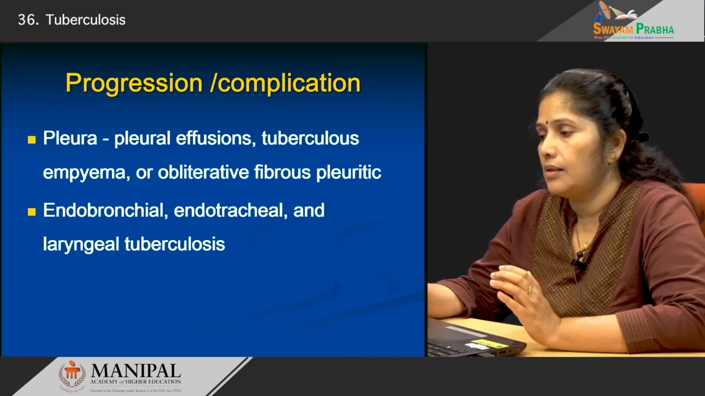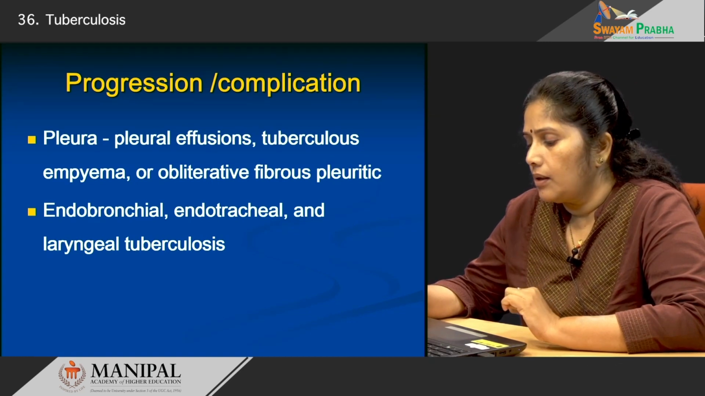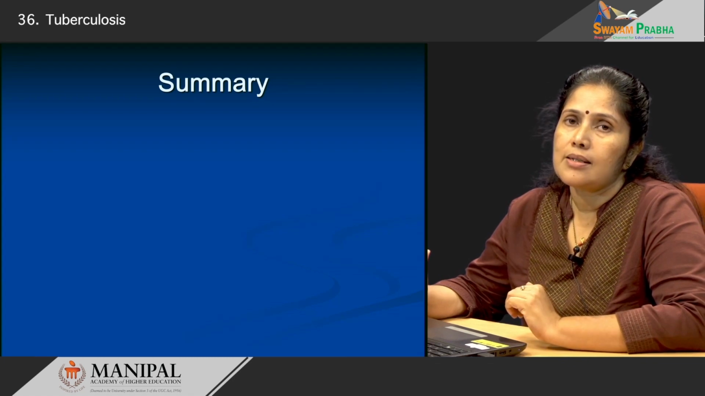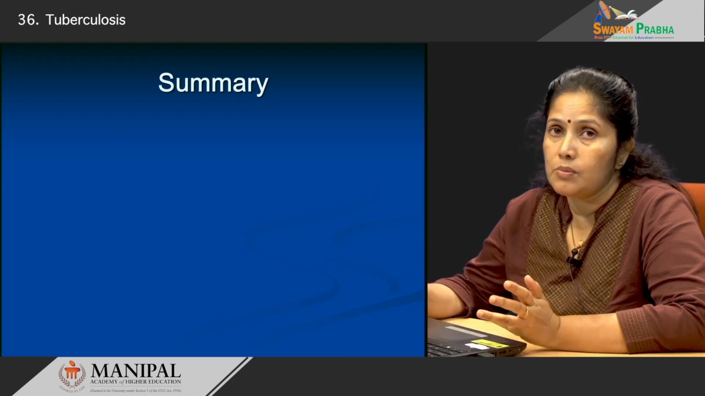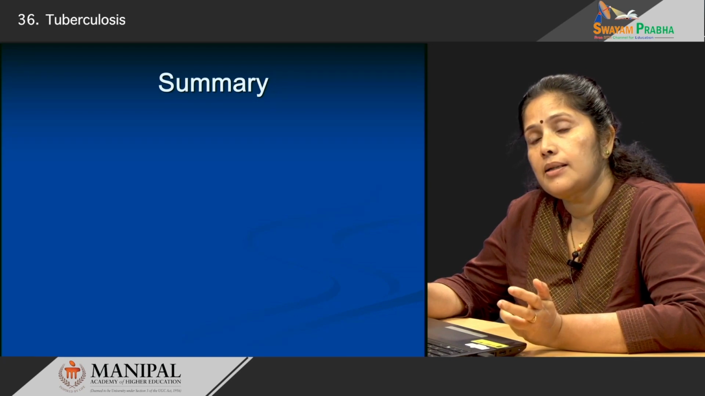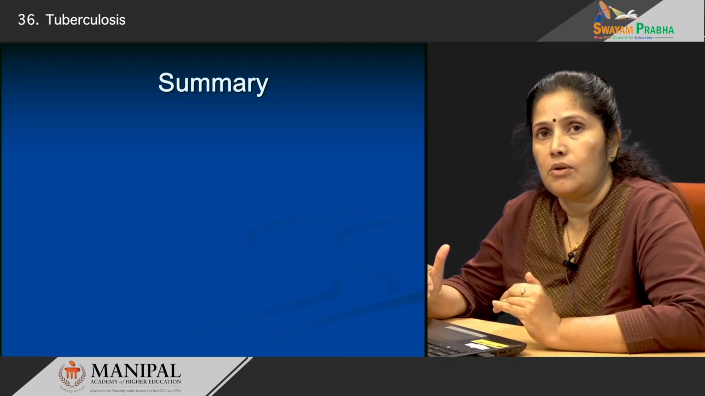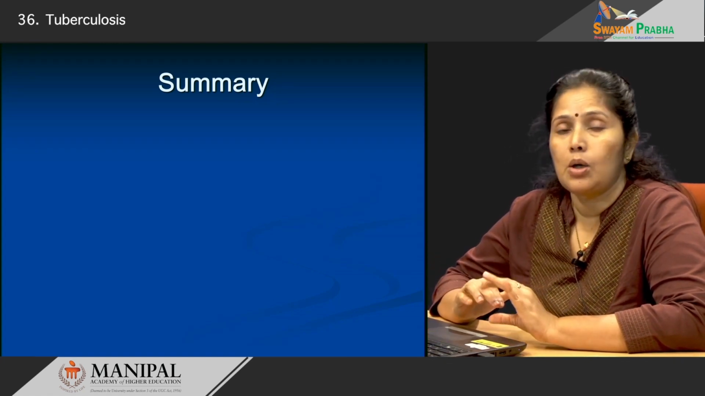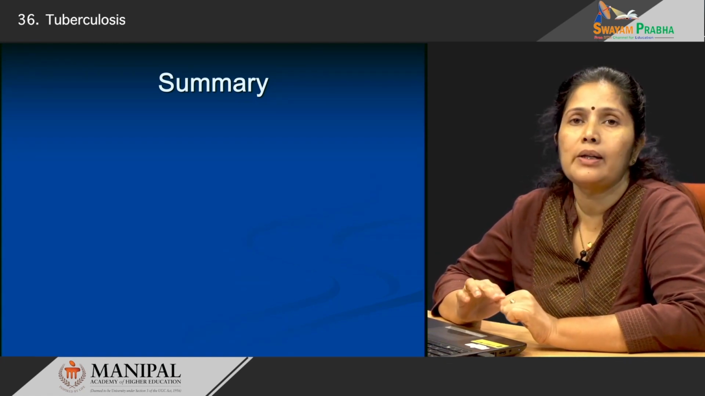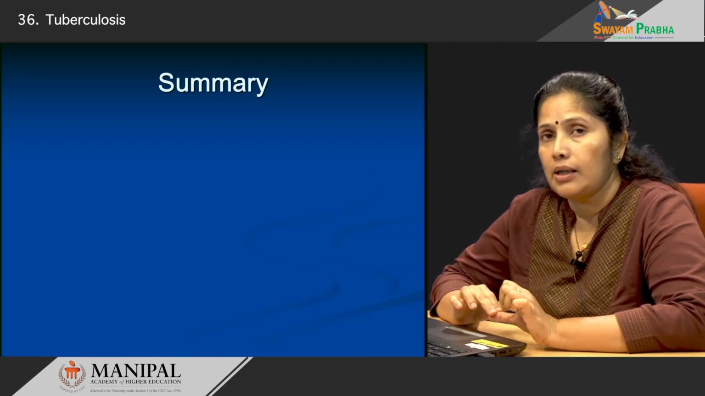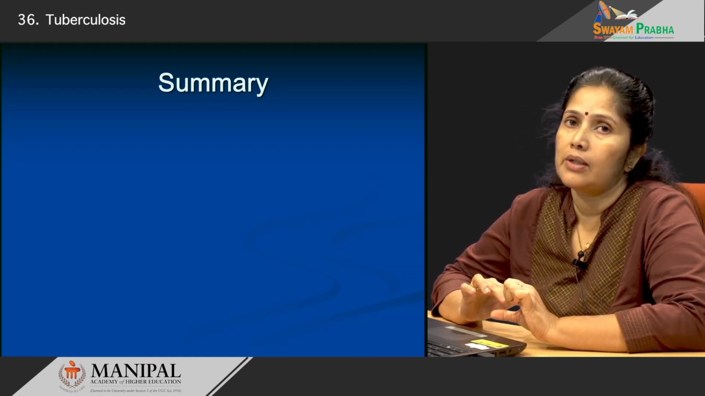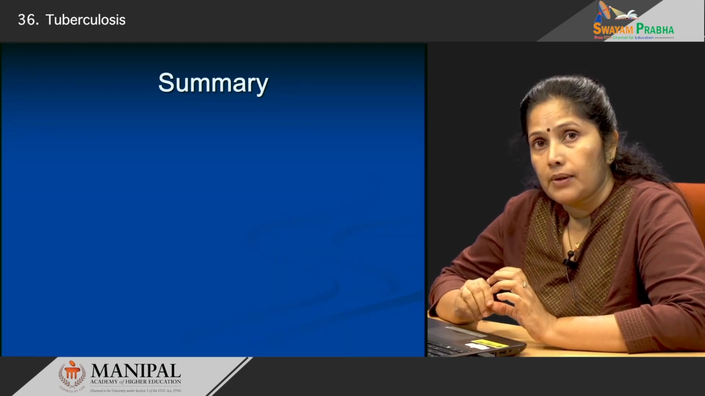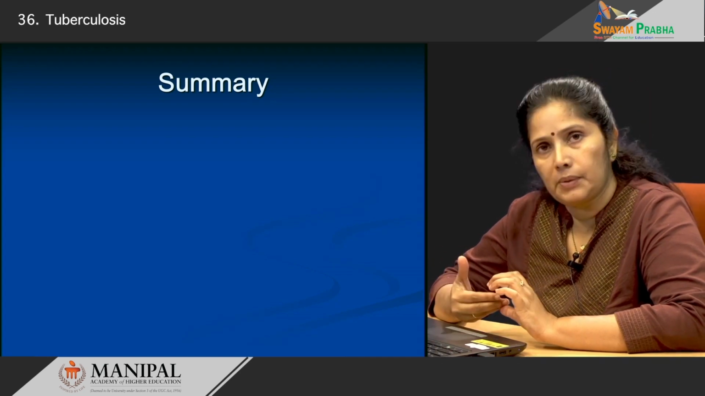endobronchial or endotracheal regions. So, to summarize, today we have discussed what causes tuberculosis, and we looked at the clinical features of tuberculosis. Most patients will present with fever, and the important thing to remember is the fever is very low grade. It is not high grade, it is a low grade fever with the evening rise of temperature. Patients can have enlarged lymph nodes, patients can come with cough with hemoptysis.